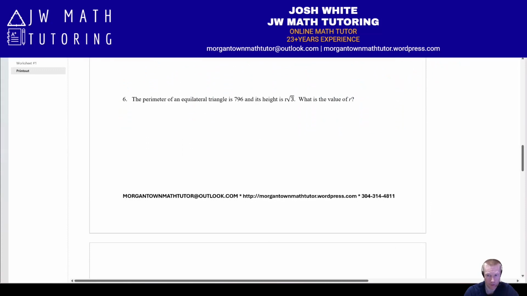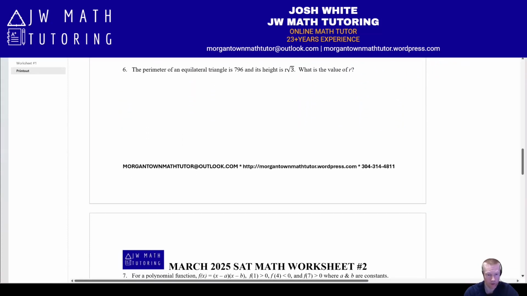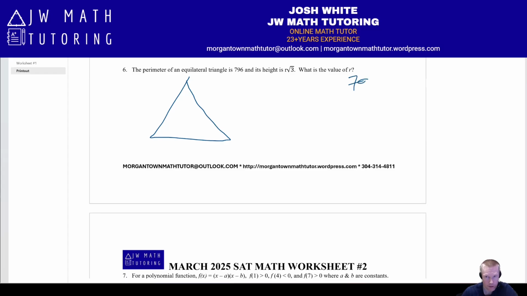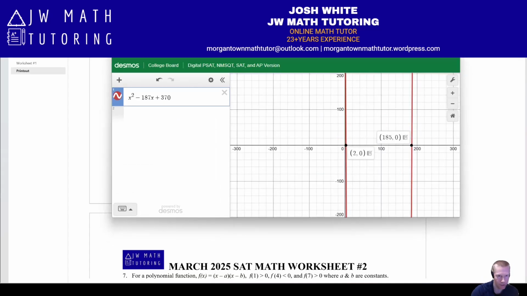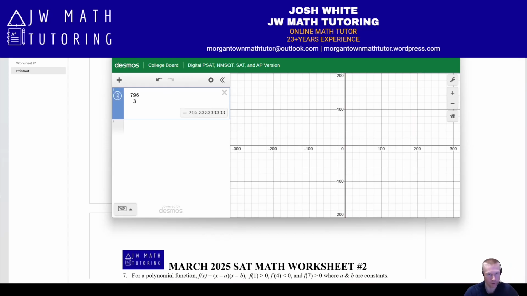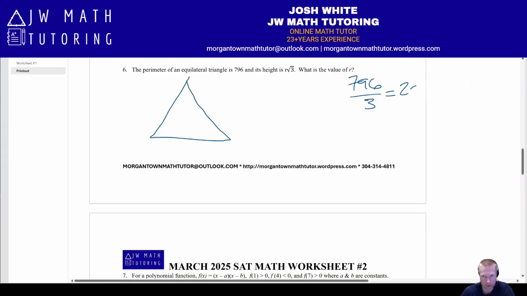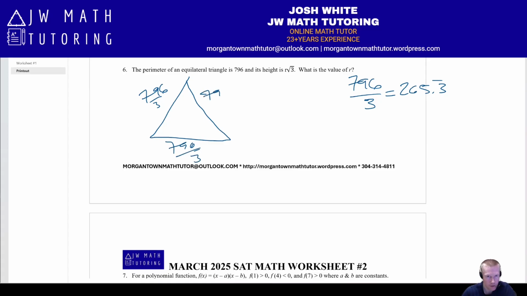Next, let's look at question number 6. Here we have an equilateral triangle. You're told its perimeter is 796. So that means each side is 796 over 3. I wouldn't recommend dividing it, though you could, because in Desmos it would still give you the exact value, but it's approximately 265.3 repeating. But I'm just going to do everything with the fractions. Okay, so 796 over 3, 796 over 3, 796 over 3.